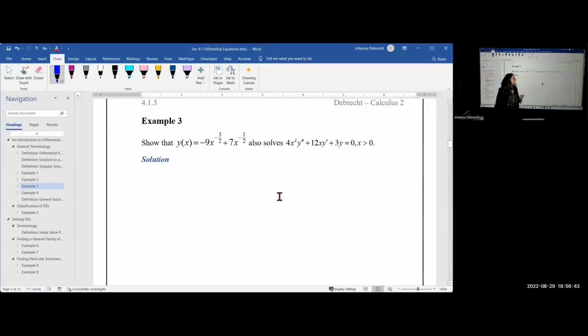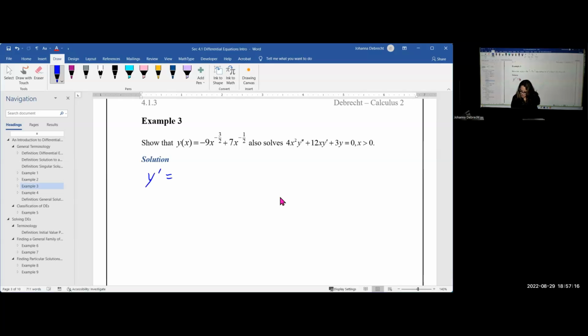This is exactly the same differential equation that we had in the previous problem. 4x squared y double prime plus 12xy prime plus 3y equals 0 for positive x values. But this time we want to show that this equation here also is a solution for it. So in other words, the solution to this differential equation is not unique. There's more than one. So we follow the same process. We first need to find y prime and then y double prime.